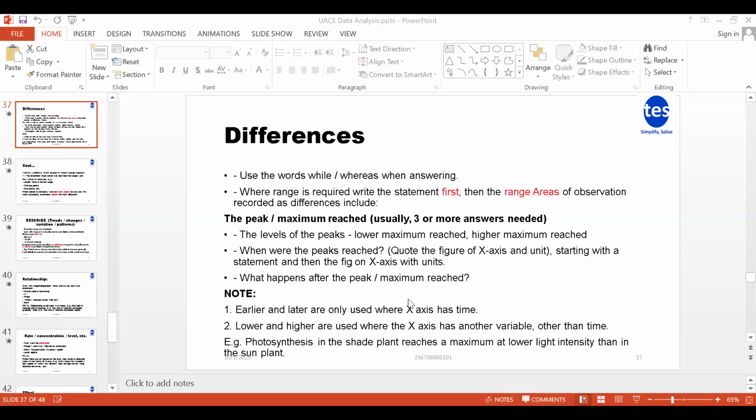And then what happens after the peak? For example, one can be decreasing gradually, the other can be decreasing rapidly. Okay? After the peak. I put here a note: earlier and later are only used where the x-axis has time. Then lower and higher are used when the x-axis has variables other than time, e.g. photosynthesis, okay? There we use lower and higher. But if it has time, use earlier and later.